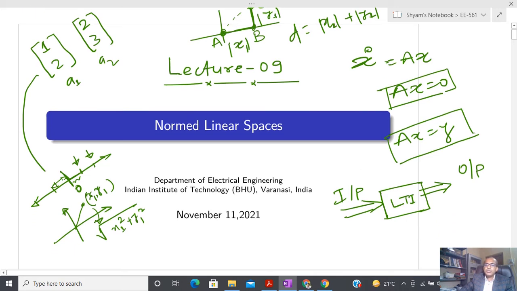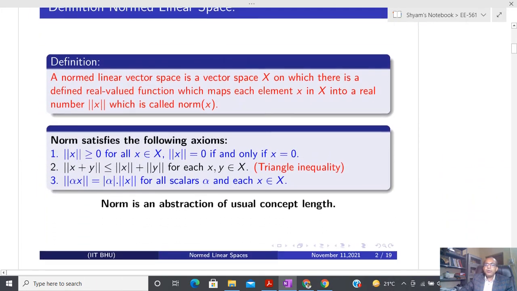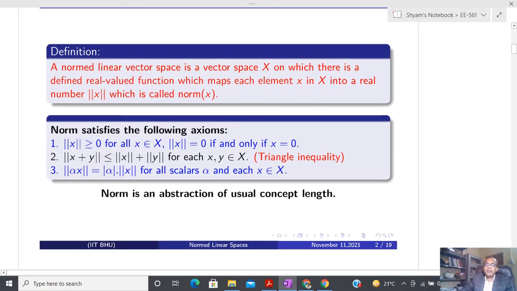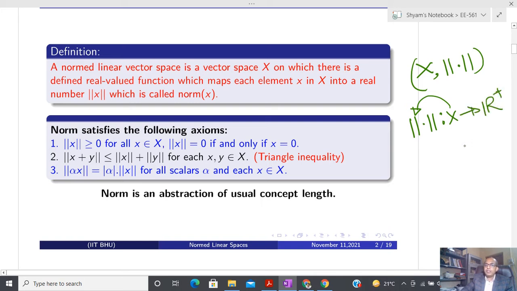So let us start the story. I have already told you that whenever we define a normed linear space, we have some kind of ordered pair: the vector space, and after that some notion of the norm. So a normed linear space is an ordered pair where the property of this particular operator, the norm, is that if you put any vector from this space into this operator, it maps to some kind of R plus, a positive real number. That is the property.